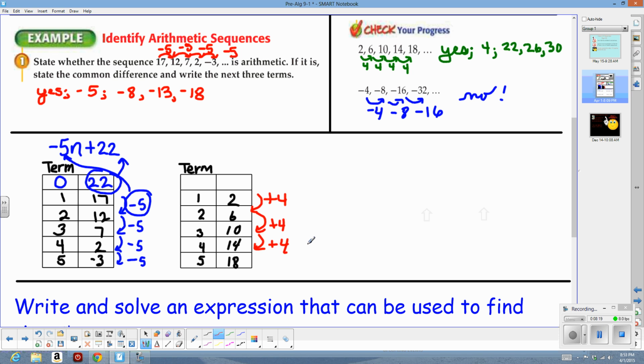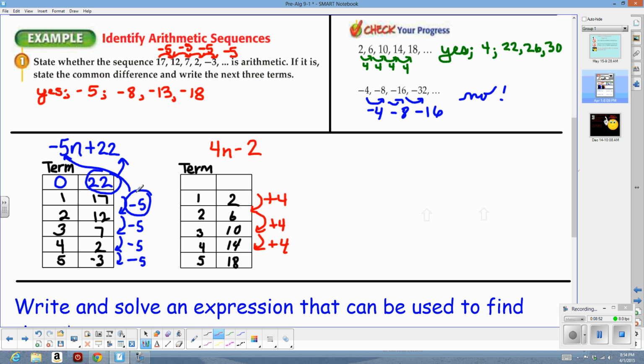So 4 is the common difference, or what we multiply by. So 4 times n, or the term number. If I did 4 times 1, I'd get 4, but I'm supposed to get 2. And if I do 4 times 2, I get 8, but I'm supposed to get 6. If I do 4 times 3, I get 12, and I'm supposed to get 10. I keep getting 2 more than I'm supposed to, so I think what I need to do is subtract 2.